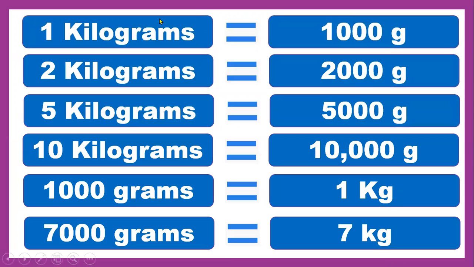So just memorize this table, okay? In 1 kilogram we have 1000 grams. In 2 kilograms we have 2000 grams. In 5 kilograms we have 5000 grams. When we have 10 kilograms we can say 10,000 grams. Okay, 1000 grams means 1 kilogram. It will be the opposite of the first one. 7000 grams will be 7 kilograms. So you have to memorize this table.